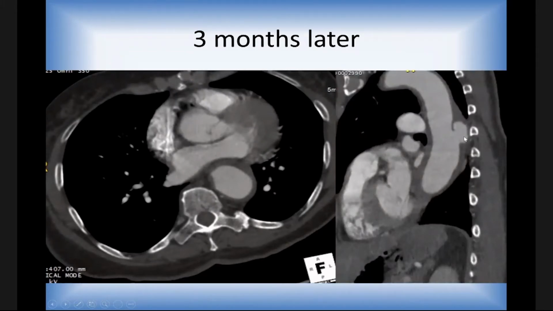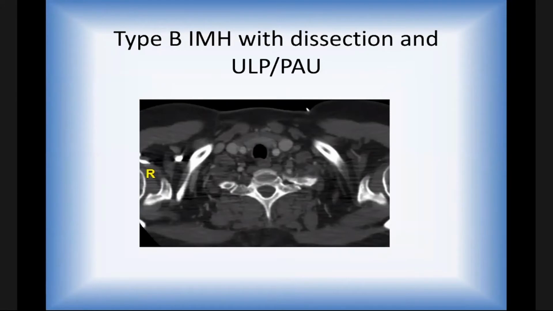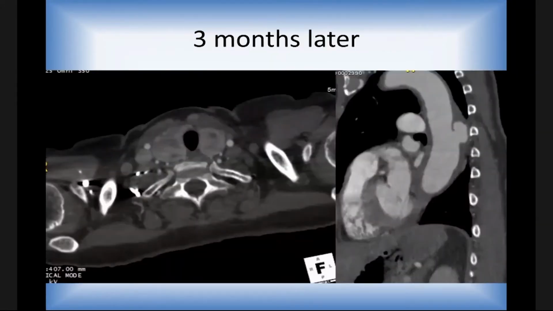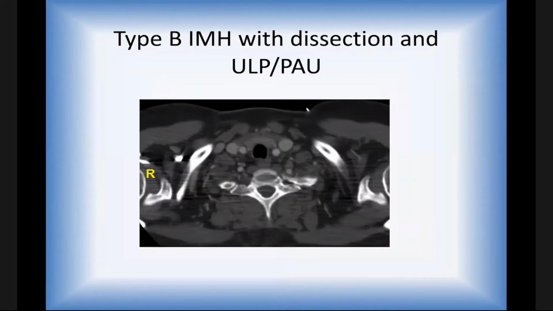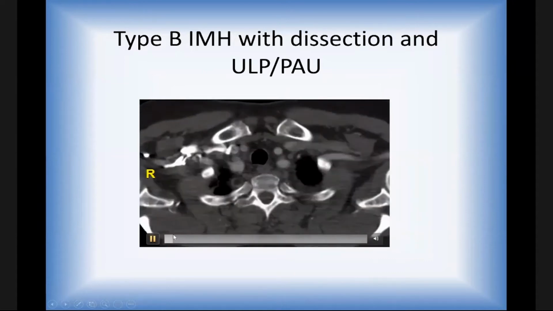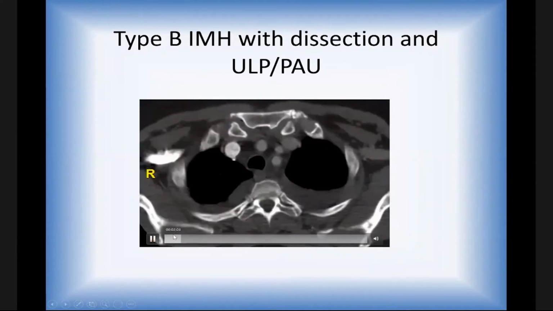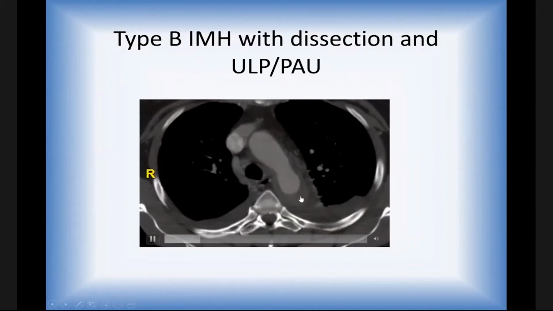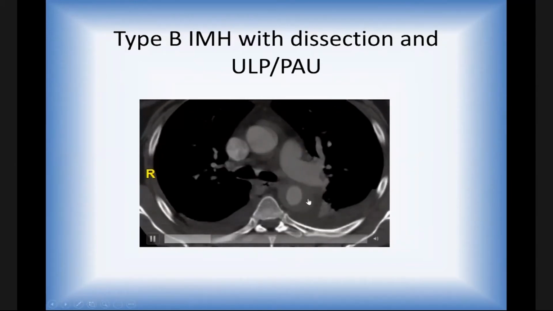It's a really tricky intramural hematoma because sometimes it resolves by itself. Sometimes it progresses into ulcer-like projection and has dissection later. It's really unpredictable. And this is another type B intramural hematoma that has focal dissection and a ULP, ulcer-like projection. So this is our intramural hematoma here.